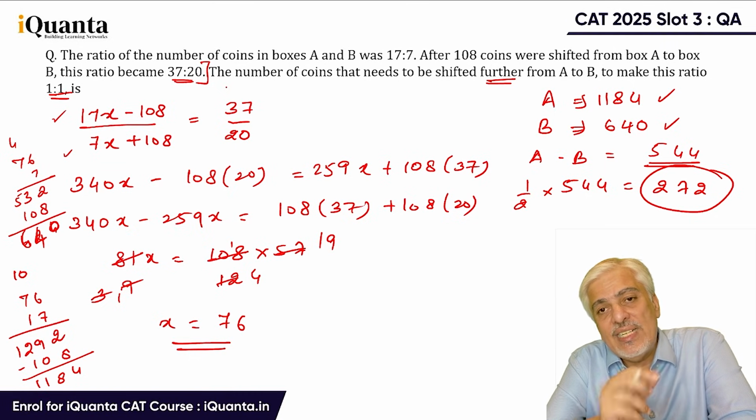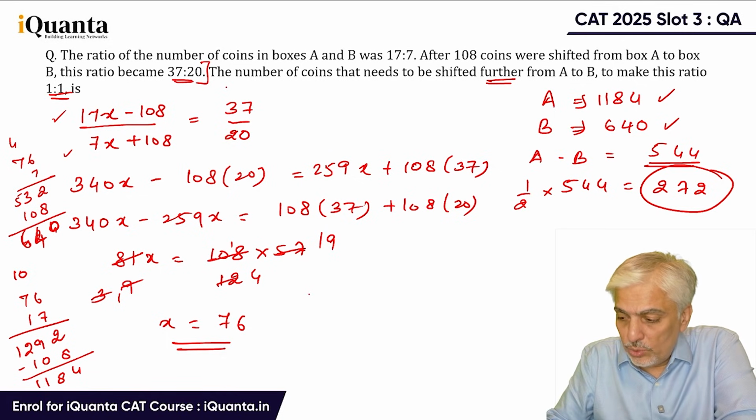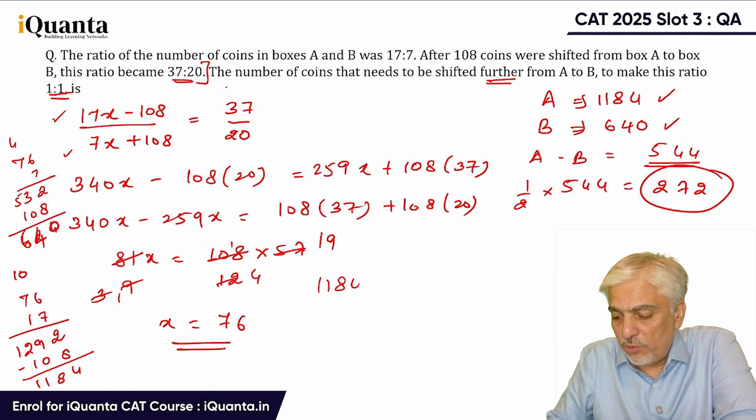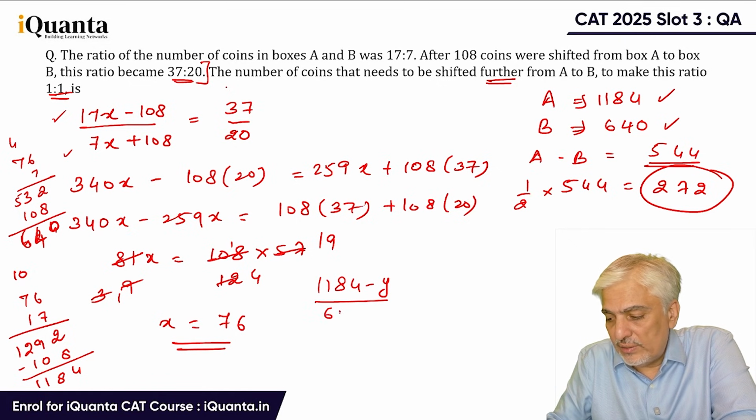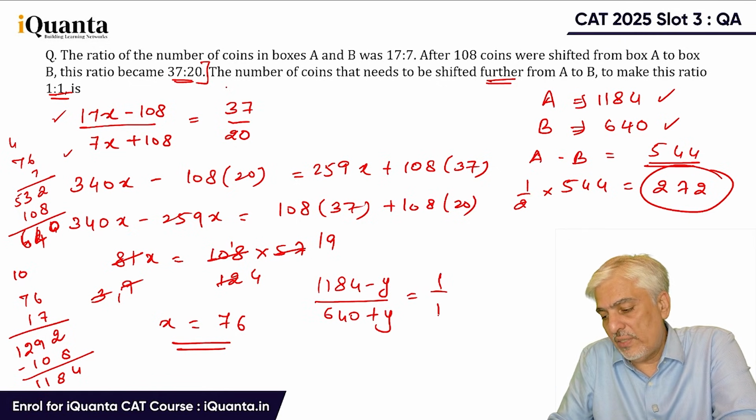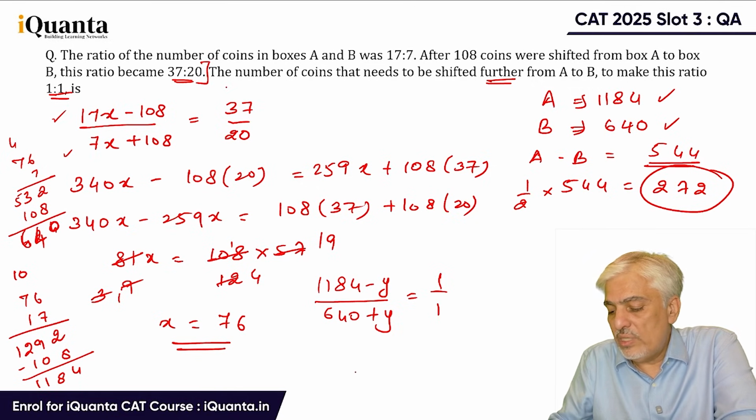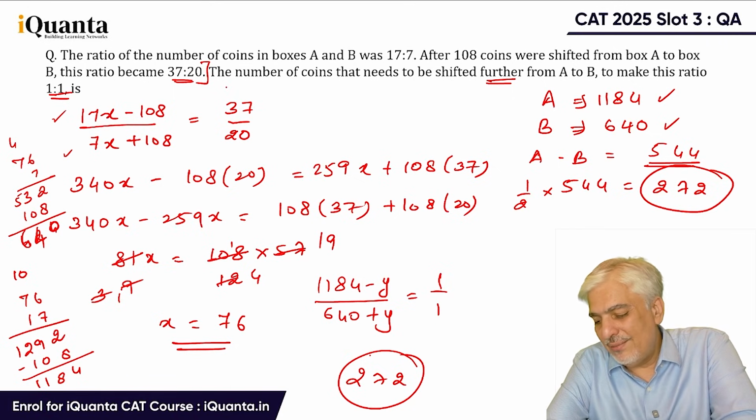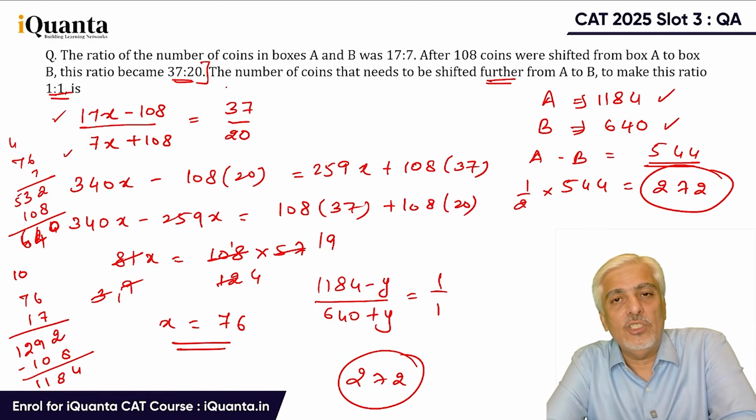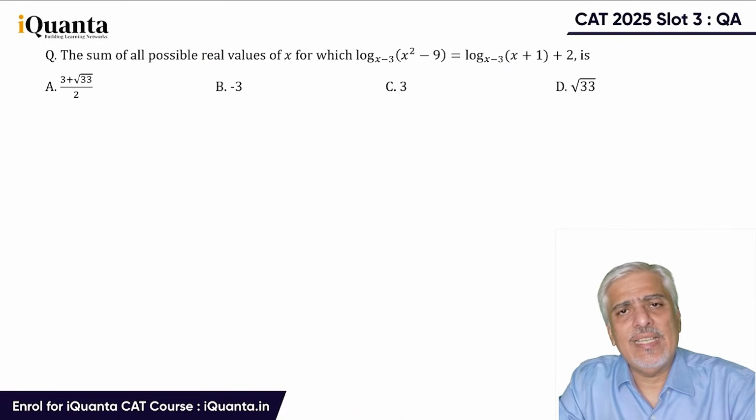If by chance they had said not 1:1 and some other ratio, then I would have said let the number of coins shifted be y. And if somebody wanted to do that method, I would have said 1184 minus y upon 640 plus y is 1:1, or whatever new ratio would have been given over here. You would solve that and you will get the answer 272. And that's your final answer for this question. Bad calculations, but easy question. And that was maybe the trend for this slot for CAT 25. Let's have a look at the next question.